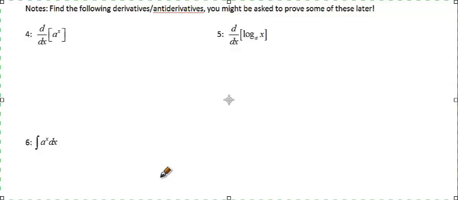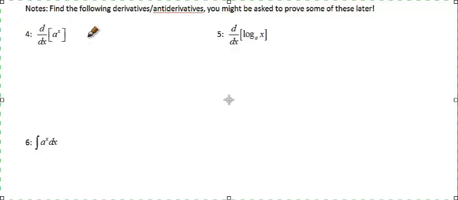So 5.5 is all about bases other than e. So we're talking about something like 3 to the x instead of e to the x and taking the derivative of that. And you can't just do a power rule on them, which is unfortunate, but it just does not work. So I'm going to show you how to come up with some of these.